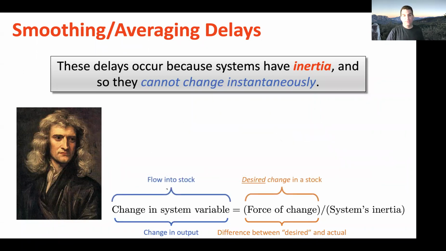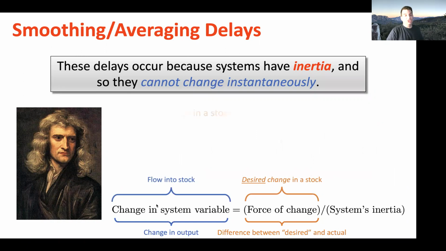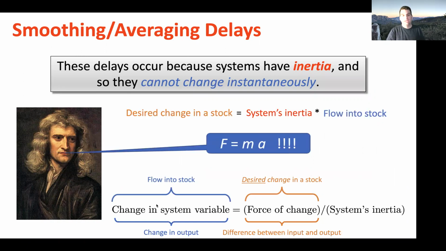And a change in a system variable, when we think about stock and flow, is just the flow into a stock. The force of a change is the desired change in the stock. And then the system's inertia is just a parameter which scales down the desired change when it translates into the actual change in the flow. And that's, again, just F equals ma.